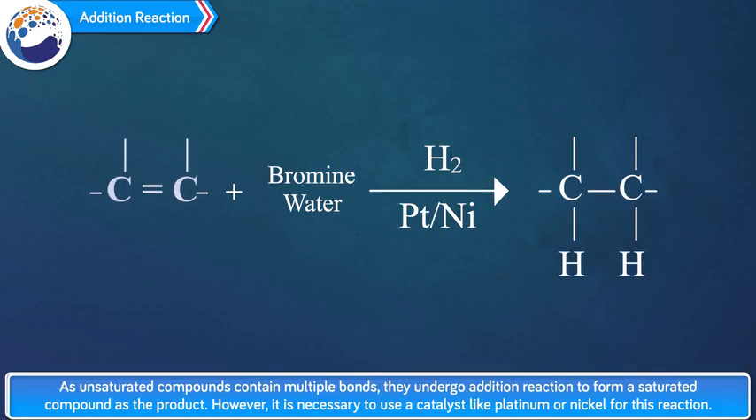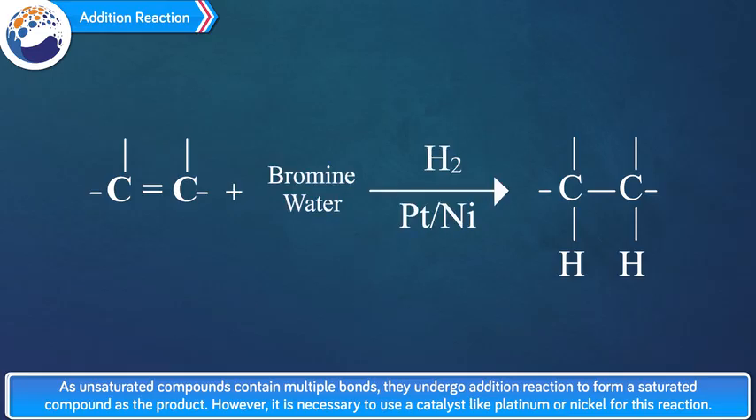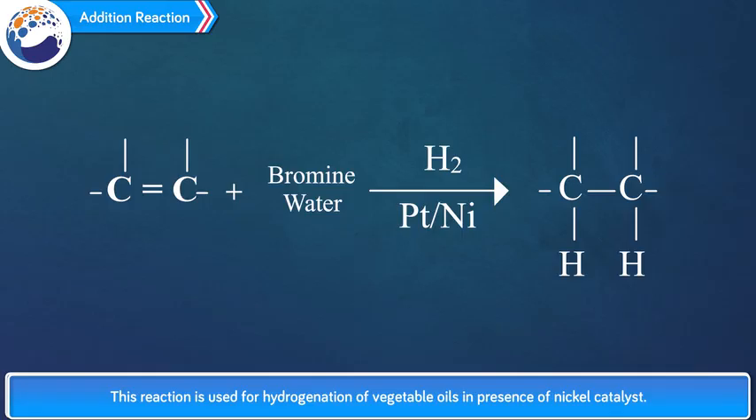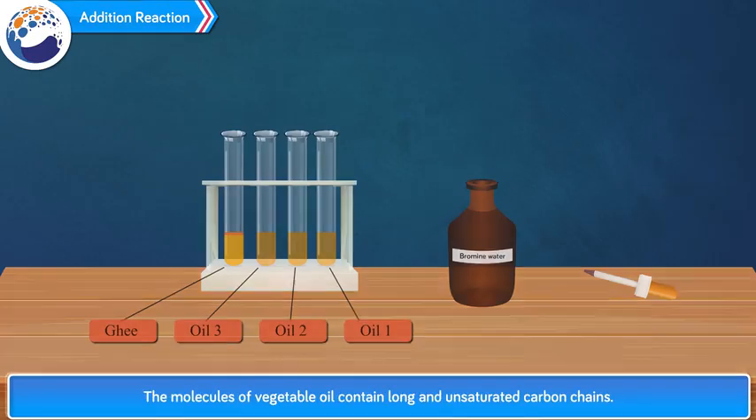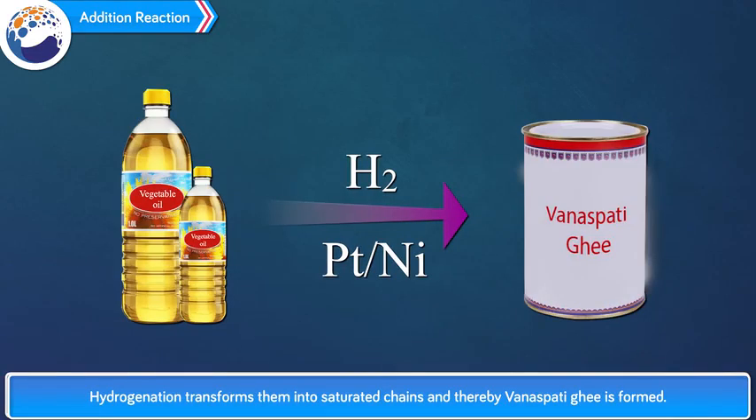As unsaturated compounds contain multiple bonds, they undergo addition reaction to form a saturated compound as the product. However, it is necessary to use a catalyst like platinum or nickel for this reaction. This reaction is used for hydrogenation of vegetable oils in presence of nickel catalyst. The molecules of vegetable oil contain long and unsaturated carbon chains. Hydrogenation transforms them into saturated chains and thereby vanaspati ghee is formed.